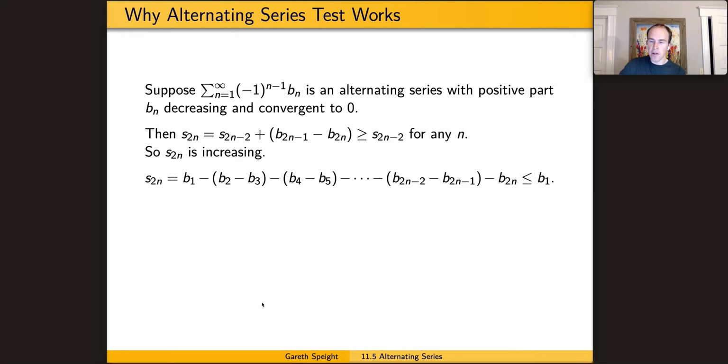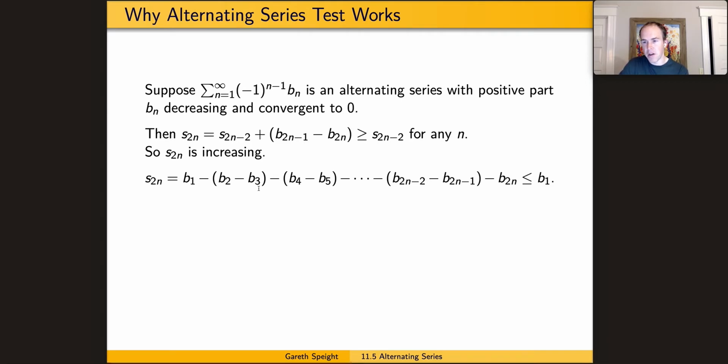Okay, but here's another funny way of looking at the sum S2n. So we do B1 minus B2 plus B3 minus B4 plus B5. If you were to expand these parentheses, it would be exactly the sum if you were to write it out with the signs coming from the fact that it's an alternating series. But they're grouped in this funny way. So what is happening here?